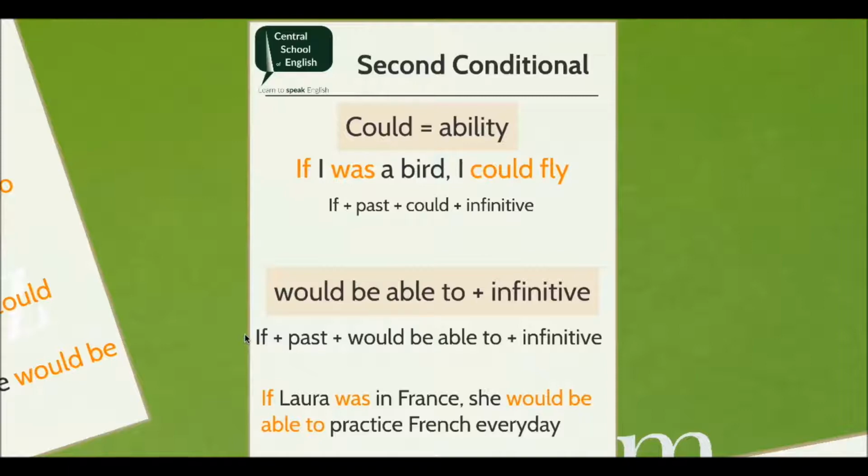Here is an example of this structure. If Laura was in France, she would be able to practice French every day. In this sentence, we use the second conditional because Laura is not in France. We communicate possibility by using the structure would be able plus to plus the infinitive.